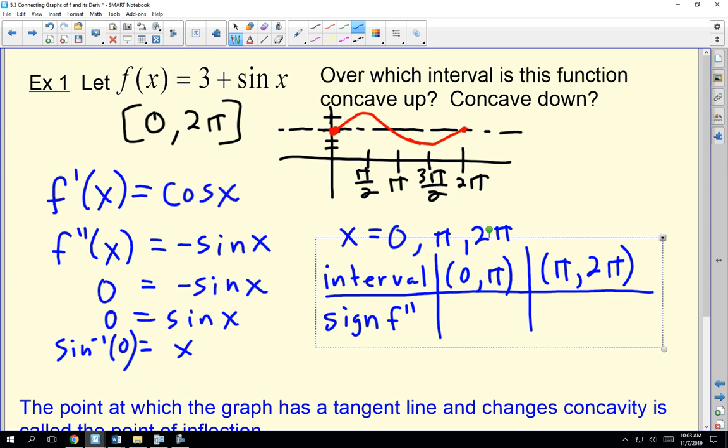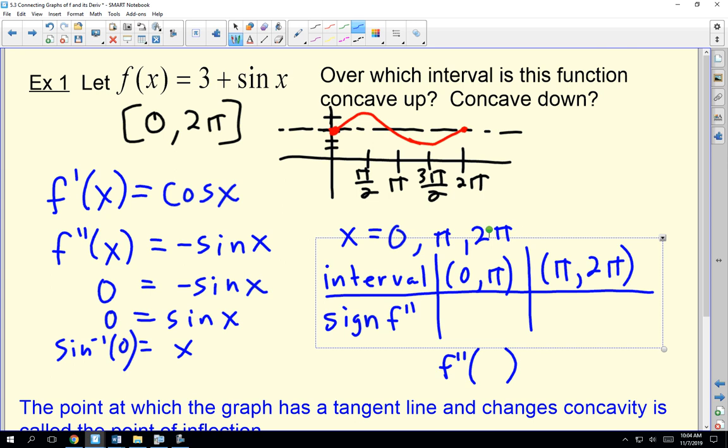So what would be a good test point here? F double prime of, what's a point you could plug in without even using a calculator? Maybe pi over 2? Would that work? Pi over 2 is between 0 and pi. Nothing changes in terms of concavity between 0 and pi. That's what the calculus says. So I could pick any point between 0 and pi and plug it into the second derivative. And if it comes out positive, it's concave up on that whole interval. And if it comes out negative, it's concave down.